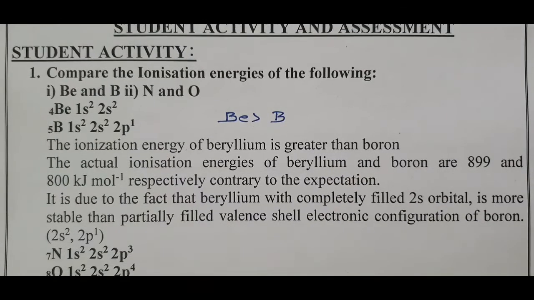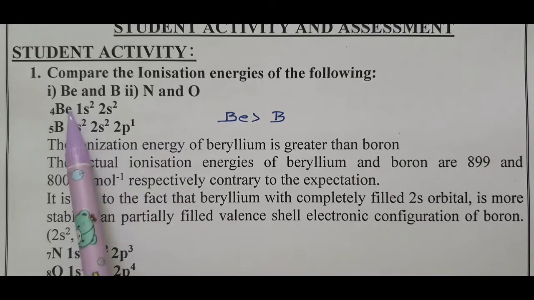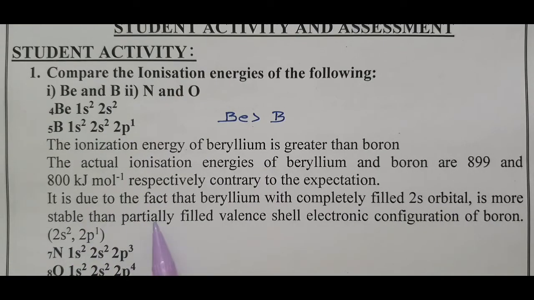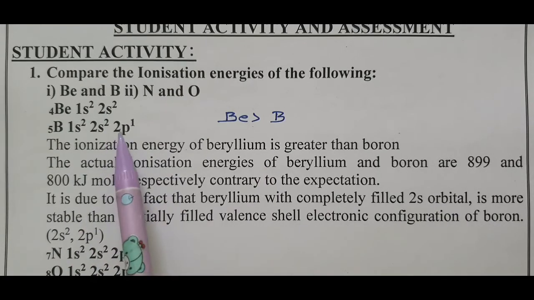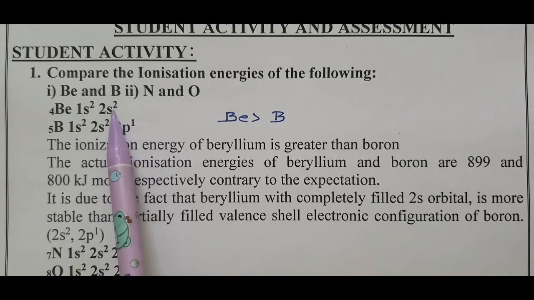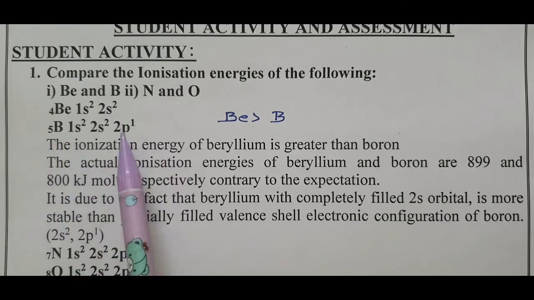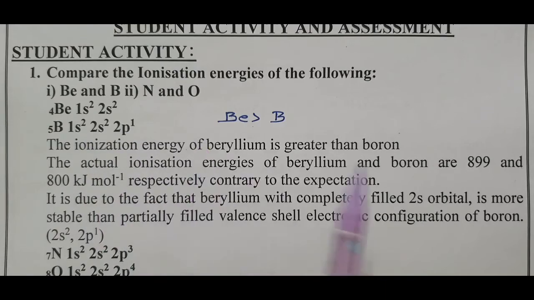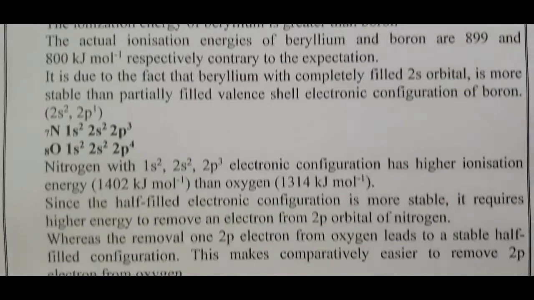It is due to the fact that beryllium with a completely filled 2s orbital is more stable than the partially filled valence shell electronic configuration of boron. Removal of an electron from the 2s orbital is very difficult when compared with boron. Boron, after loss of this one electron, very easily gets the completely filled electronic configuration. Come to the second pair.